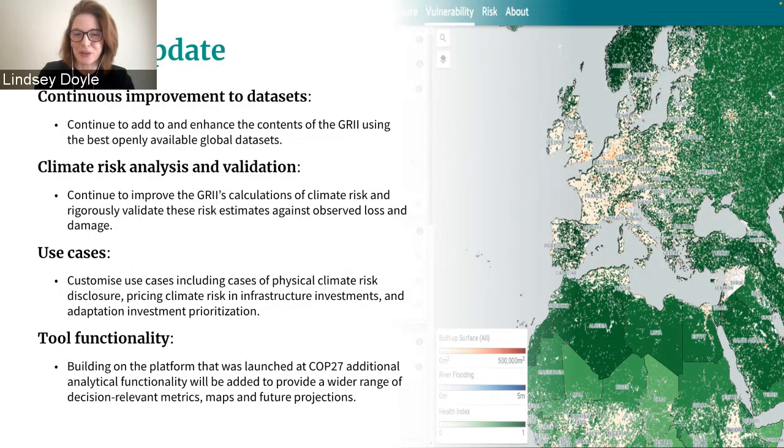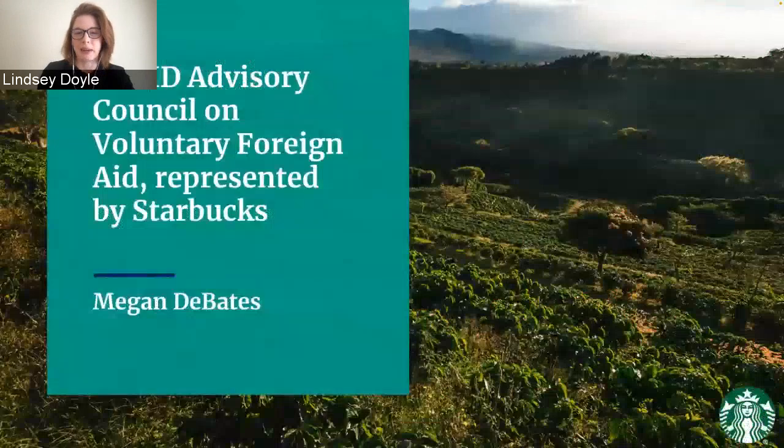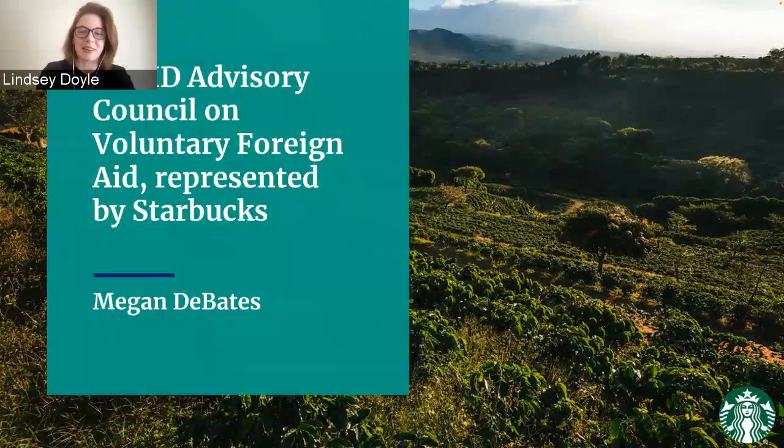So now I will turn it to our last speaker, Megan Debates. Megan Debates is the Government Affairs and Policy Advisor with Starbucks. Although Starbucks is not yet in the call to action, and we look forward to seeing them become part of it, a key partner for us in this work is also USAID's Advisory Council on Voluntary Foreign Assistance. And so Megan is representing that institution as well. Megan has more than 15 years of experience in a range of roles from the US Congress, as well as trade associations for organic products. So I will turn it now to Megan.